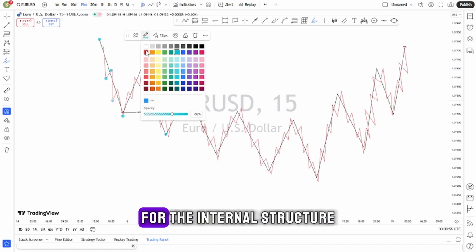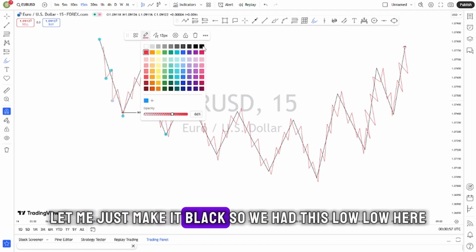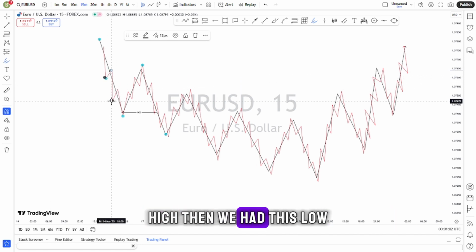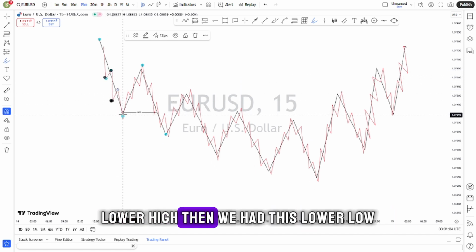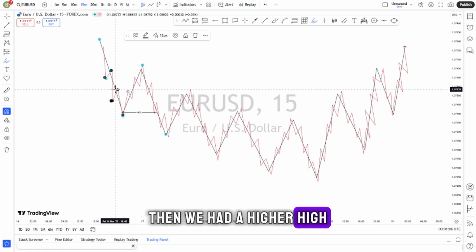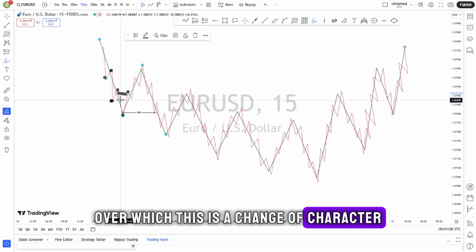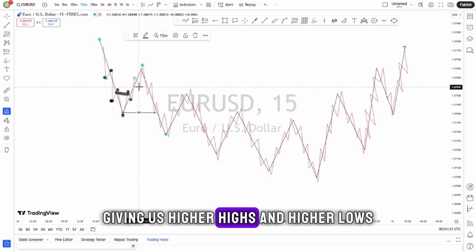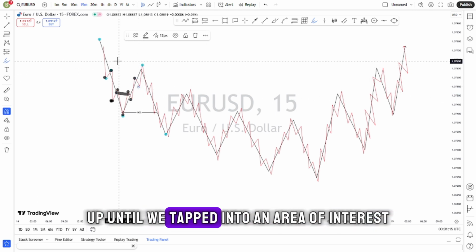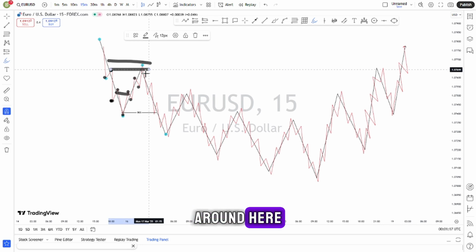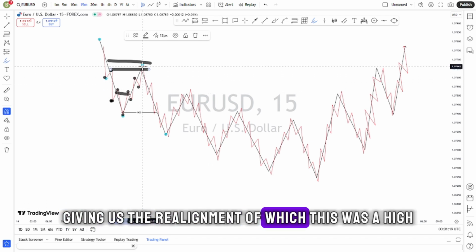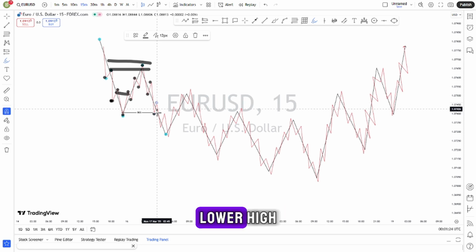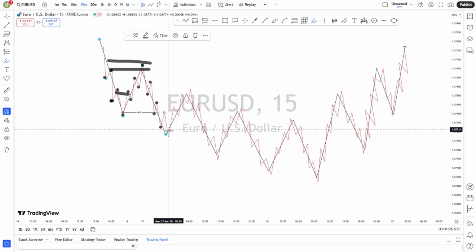Let me just change the color for the internal structure. Let me just make it black. So we had this low here, high, then we had this low, lower high, then we had this lower low, then we had a higher high, of which this is a change of character on the lower time frame. And then the market decided to push to the upside, giving us higher highs and higher lows until we tapped into an area of interest around here, giving us the realignment, of which this was a high, lower low, lower high, lower low, lower high, lower low, lower high, lower low.